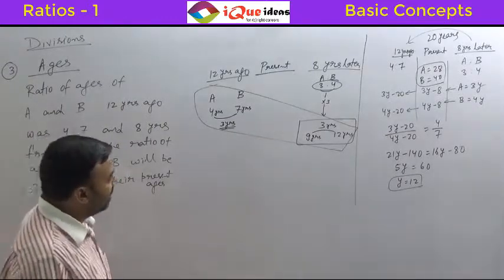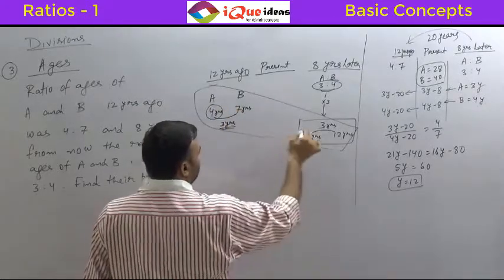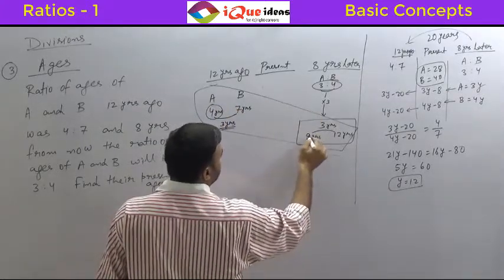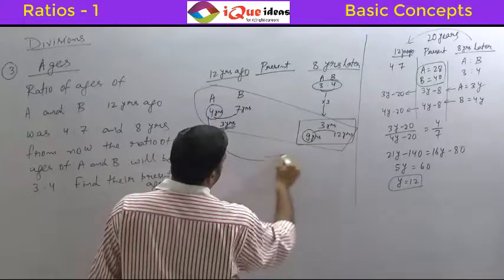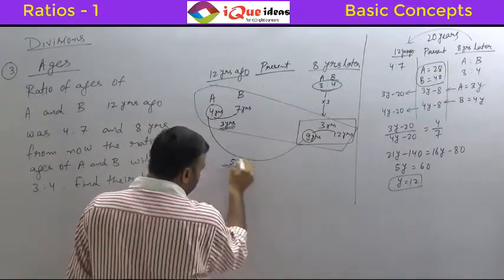Okay. Now look at their individual ages. What is the age of A here? 4 years. What is the age of A here in this case? That is 9 years. So how much is the gap? How much is the time duration? That is 5 years. Is this 5 years correct?